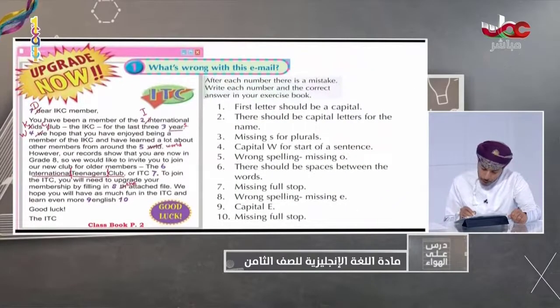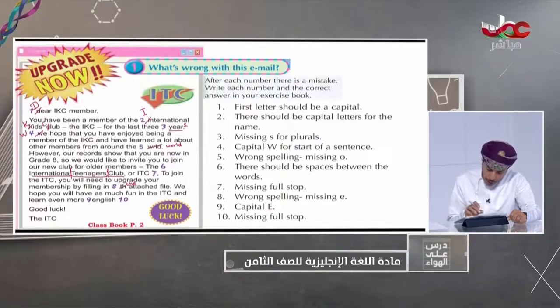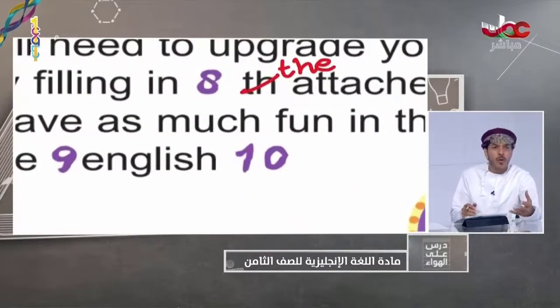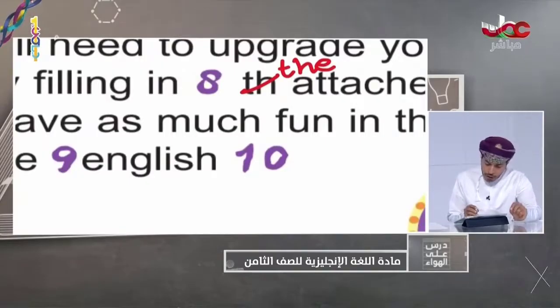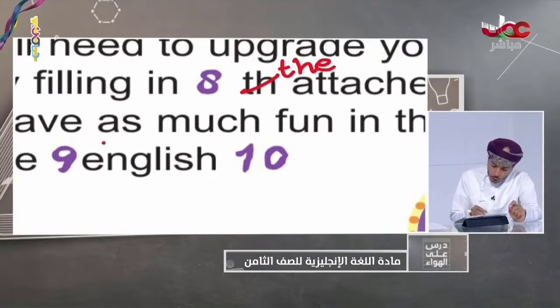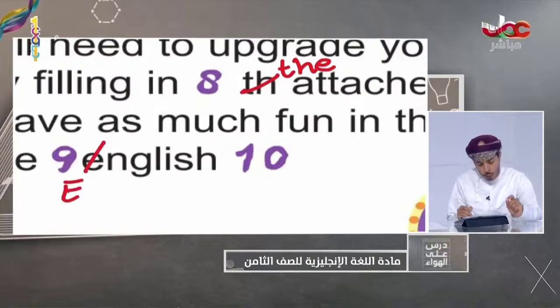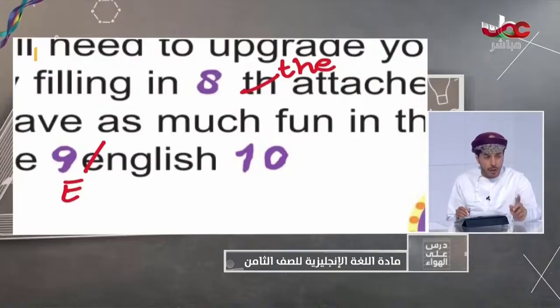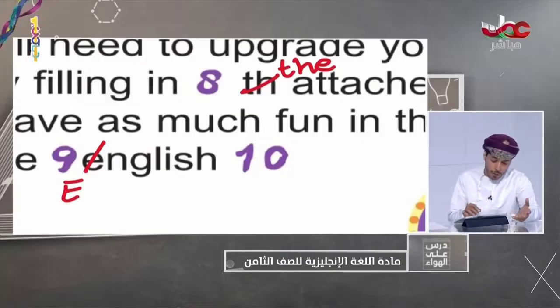Then for number 9, we have capital E. Okay, so let's look at mistake number 9. We hope you will have as much fun in the ITC and learn even more English. Okay, so let's look at this one. It's a very popular word and we all know English. So English here as a language. So we should delete this one and put it in this way because languages should be written in capital letters. Okay, like Arabic, for example.